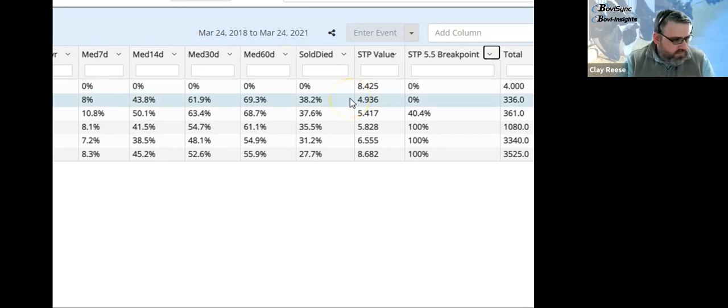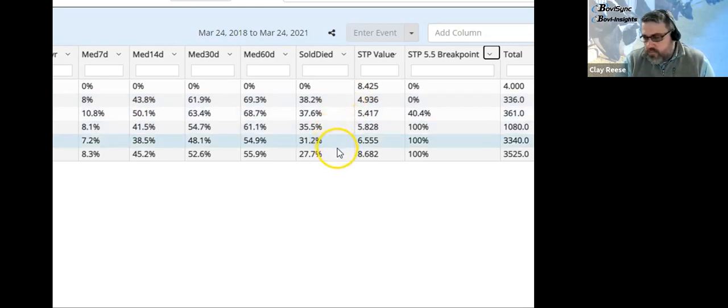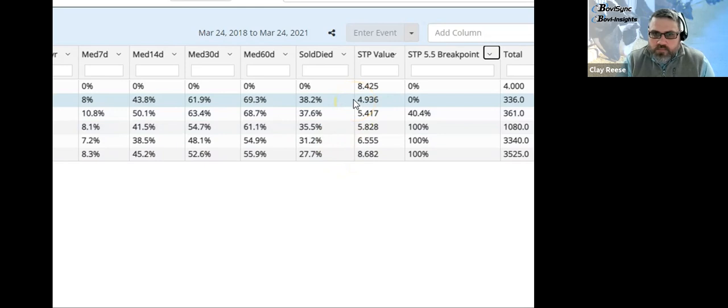So we can see here the difference in the less than 5.2 and the highest values is nearly 10% higher that were sold or died as of today compared to the highest value of total protein.